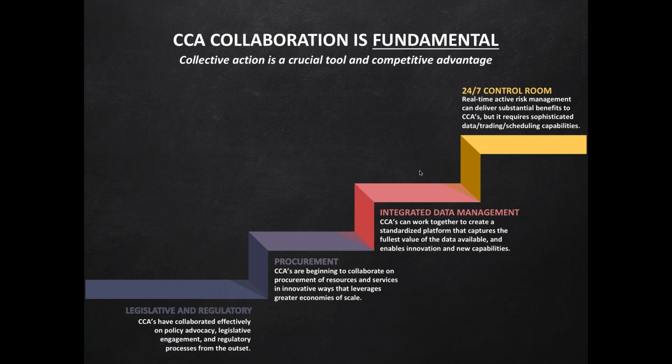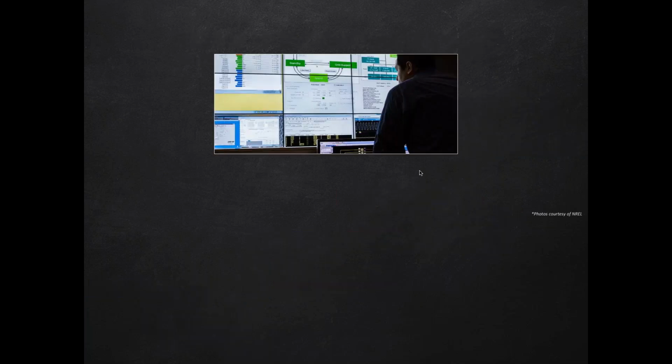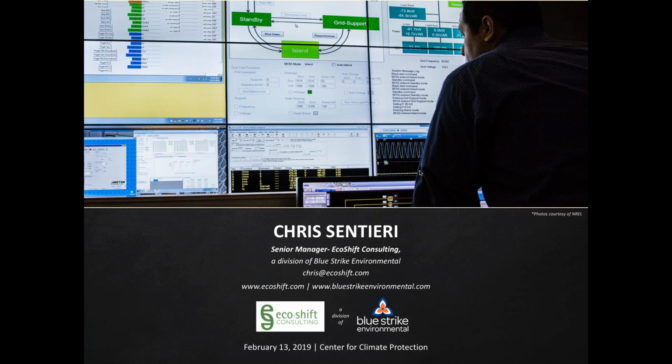The problem is that the cost of setting up and staffing a 24/7 control room is just not justifiable for most individual CCAs. But this is another area where collaboration will be the key to success. And I want to wrap up by saying that the work that EBCE is doing on the development of the integrated data platform is building a foundation for this 24/7 control room concept, which will rely completely on data flows and advanced analytics. And so that's a great segue to our next presentation.